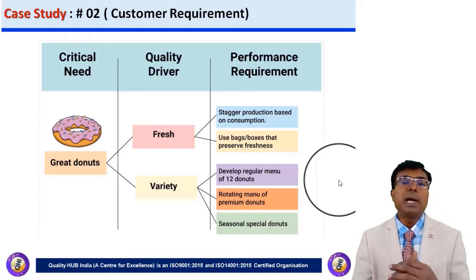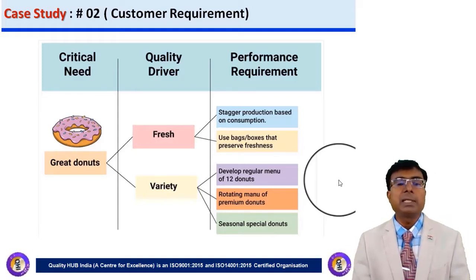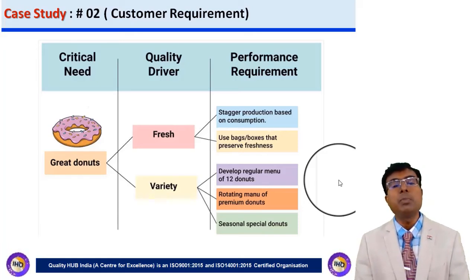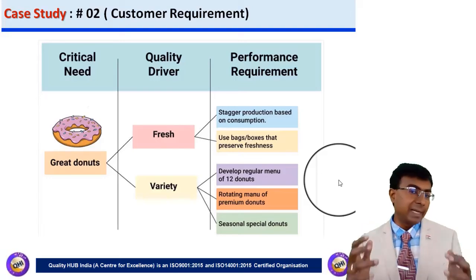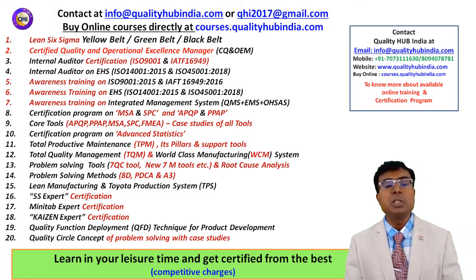So friends, I hope that with this explanation and the example, you must have understood what exactly critical to quality is, how that can be ensured, and why it is important for any organization to ensure that customer satisfaction is retained.